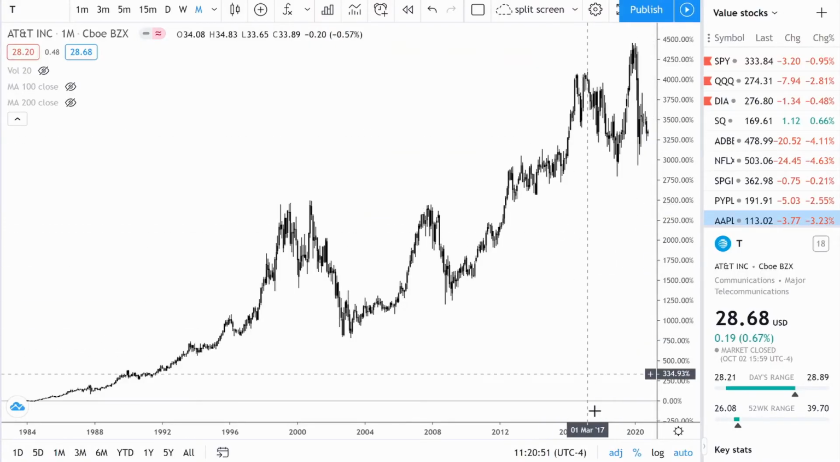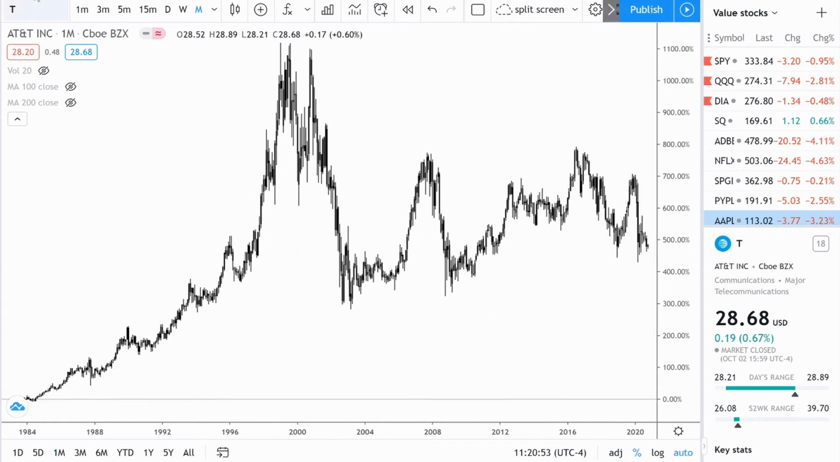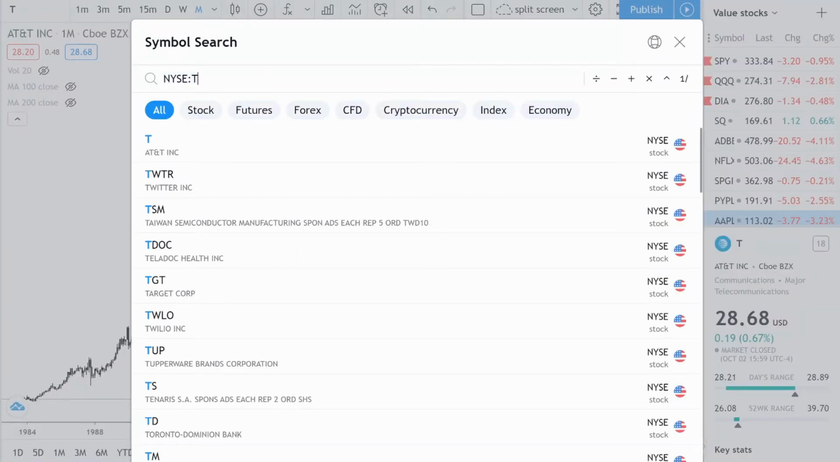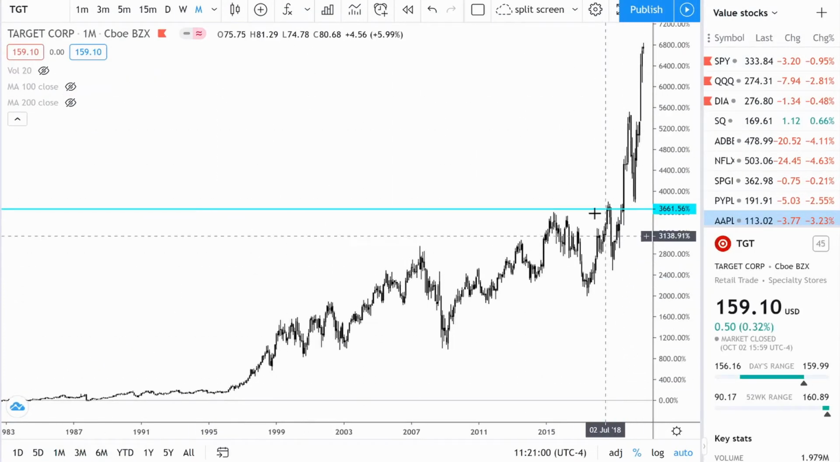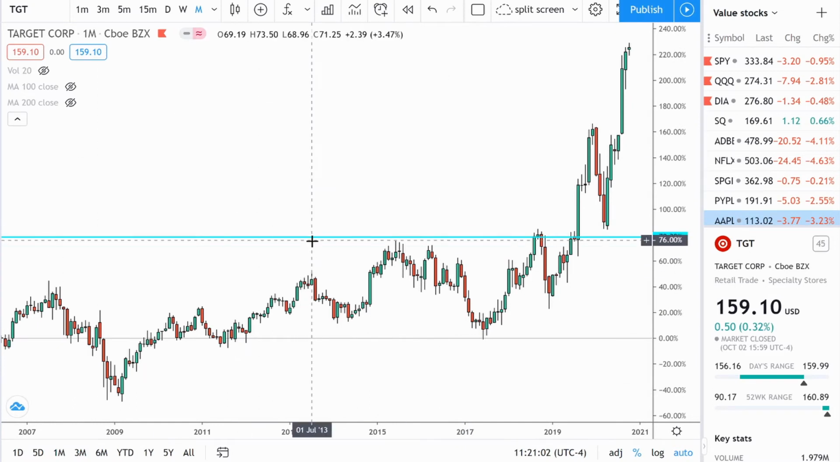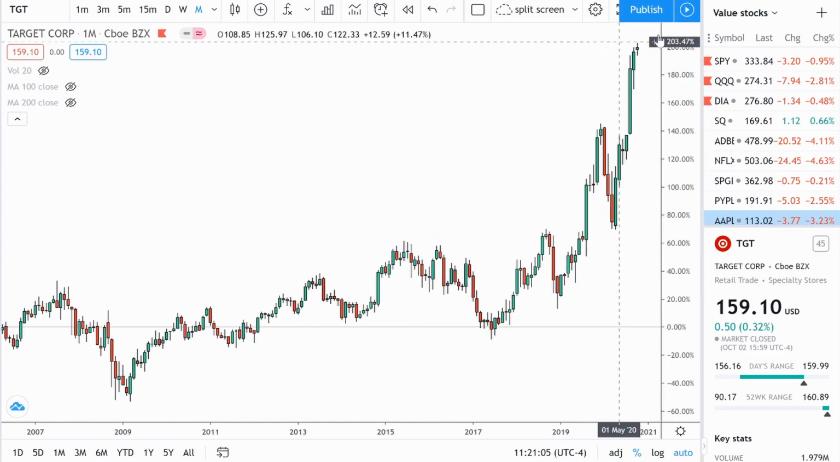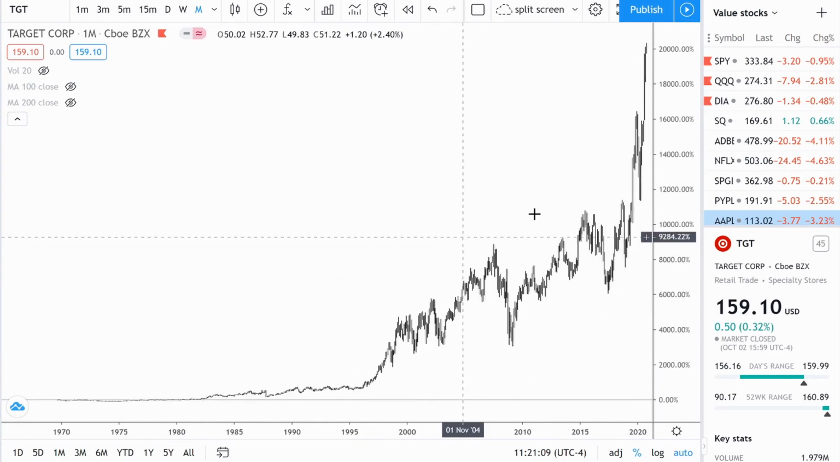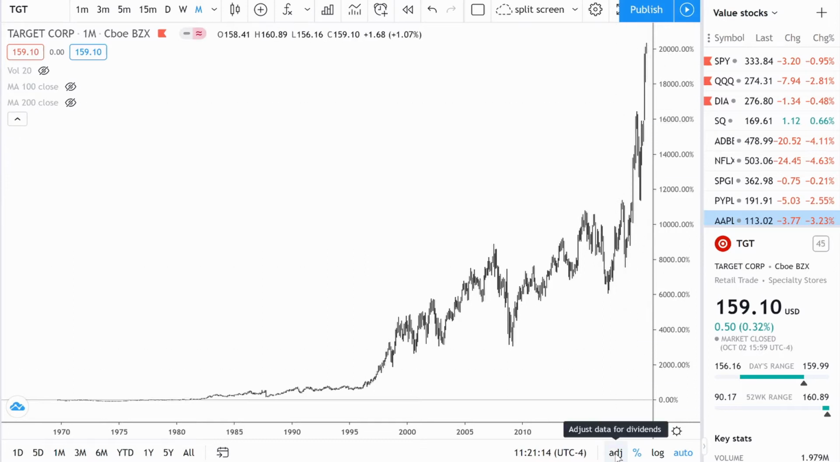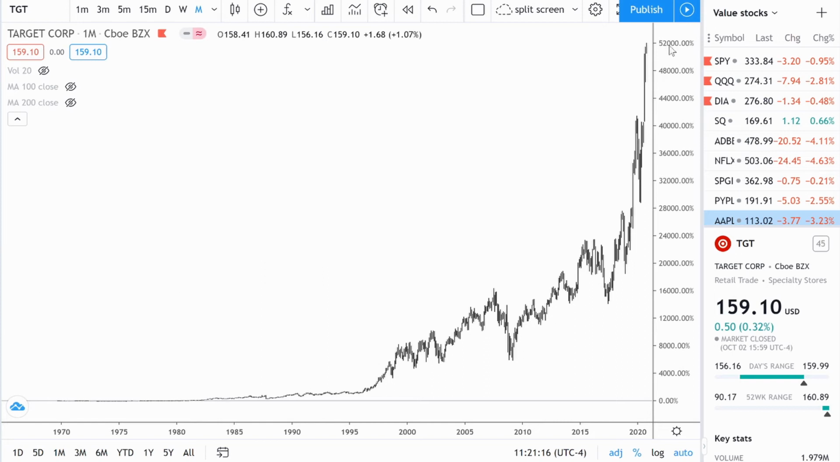But we could look at different examples. Think of stocks. If we are in AT&T, how about Target? Target is a dividend king, okay? And I don't know why I have this line here. Must have been doing something back then. But 200%, if we go all the way back to its inception, it's up 20,000%, which is incredible. We adjust for dividends, 52,000%.